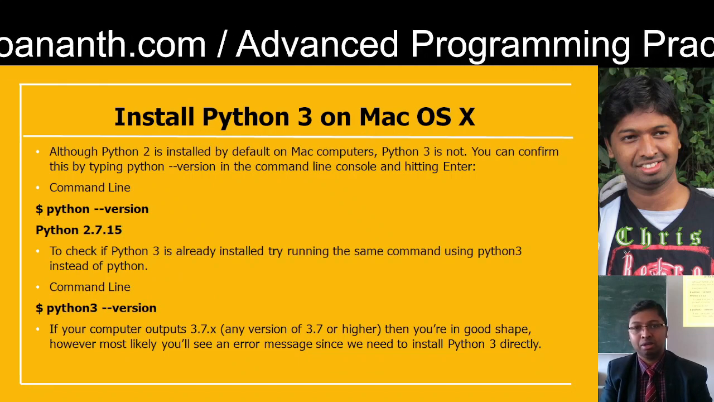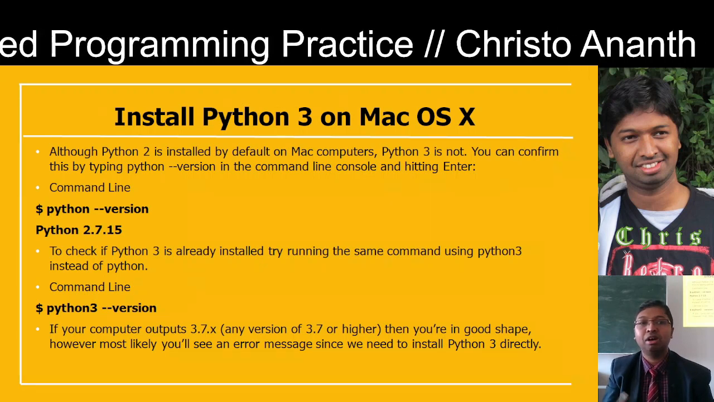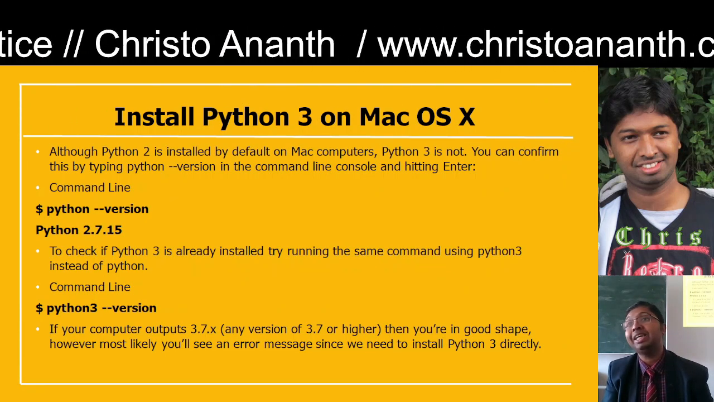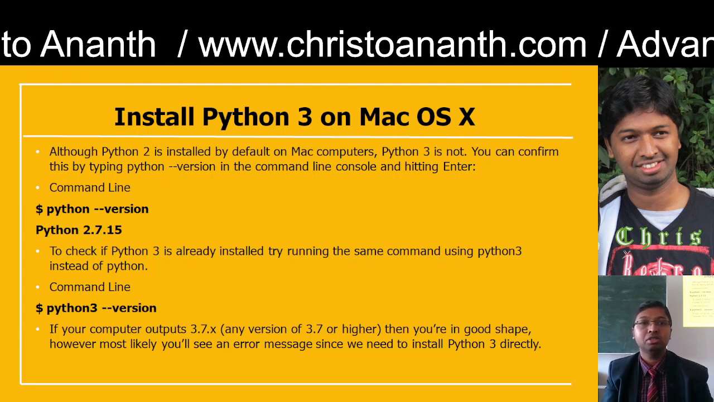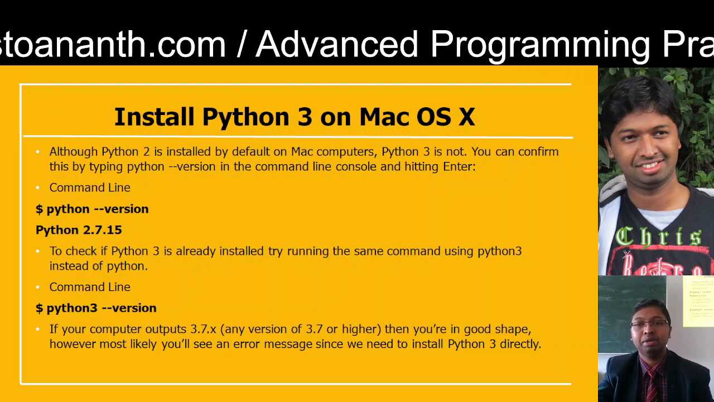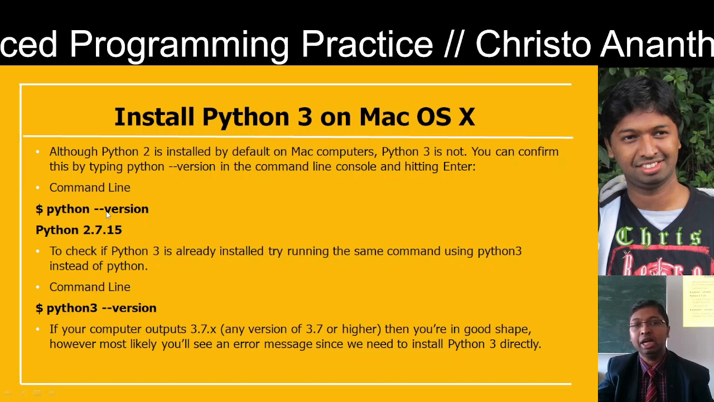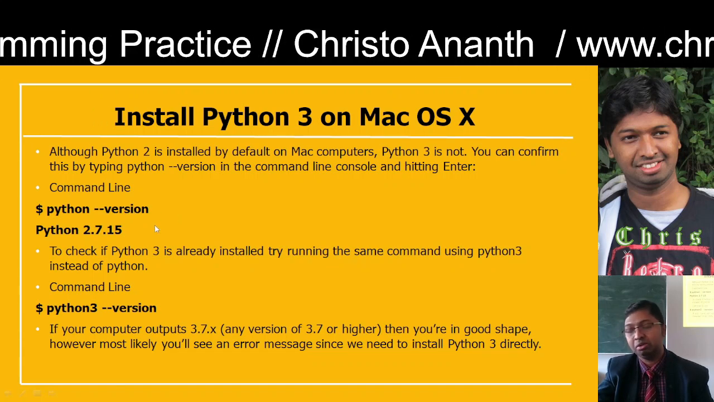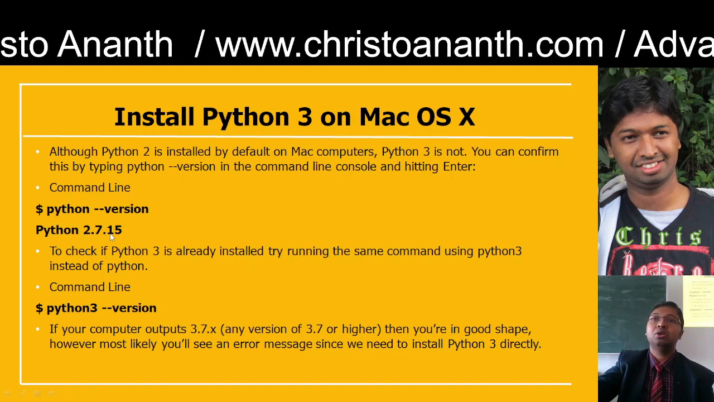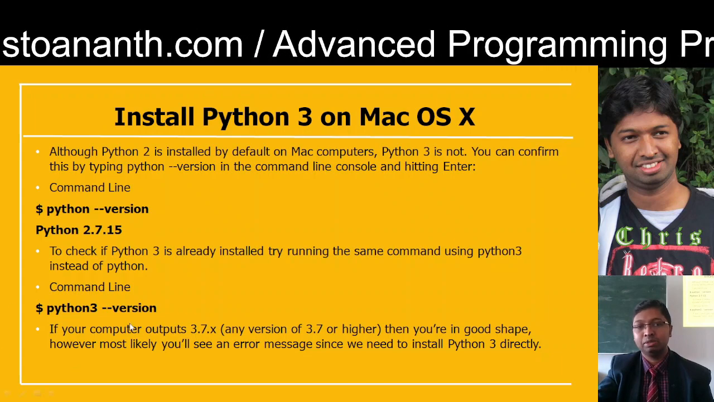So you can also install Python 3 on Mac OS X. Python 2 is already installed by default on Mac computers, but Python 3 is not. You can confirm this by typing python --version in the command line console and hitting enter. The version is Python 2.7.15, which means that this version is currently installed.